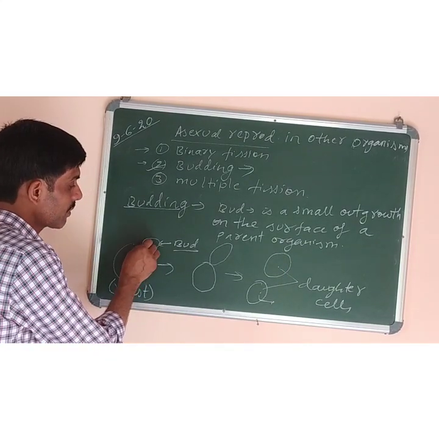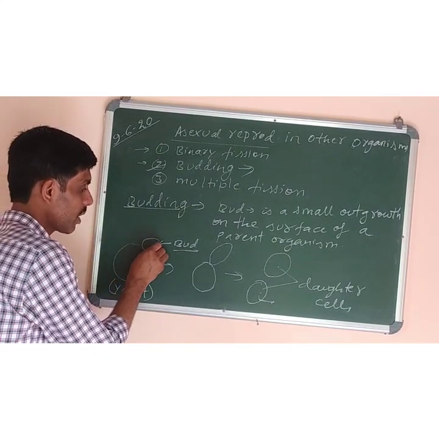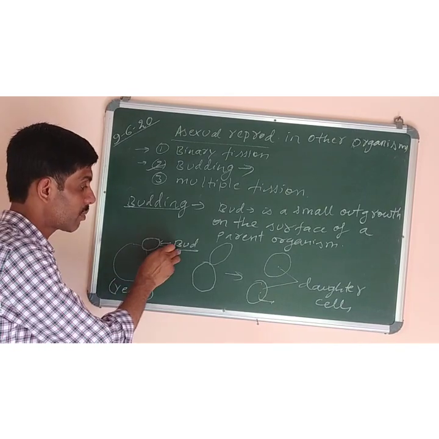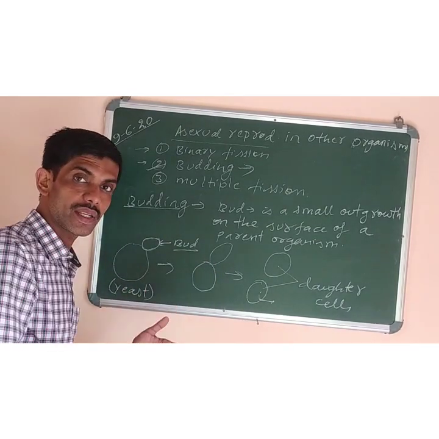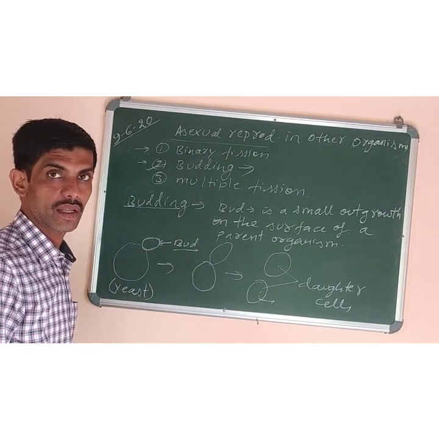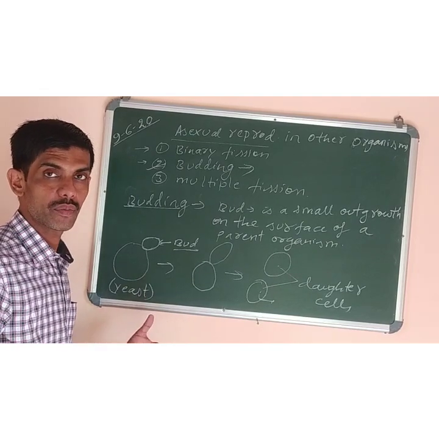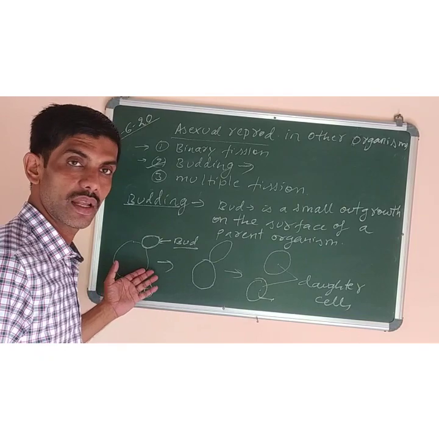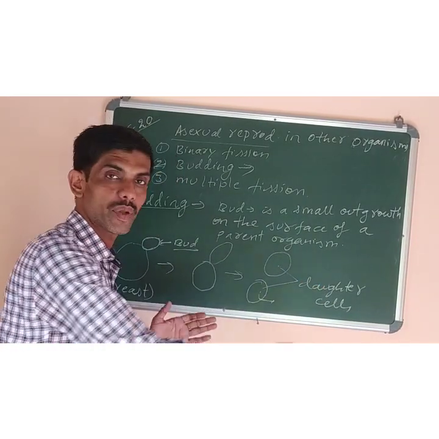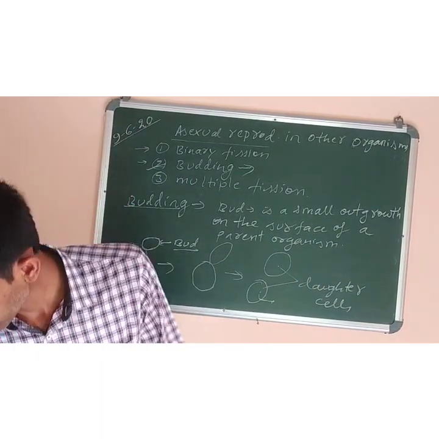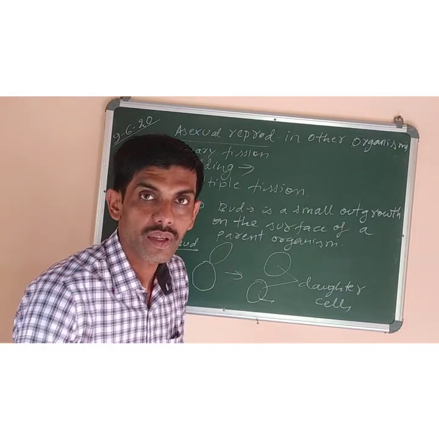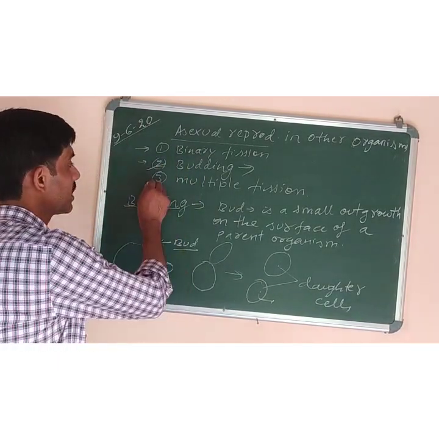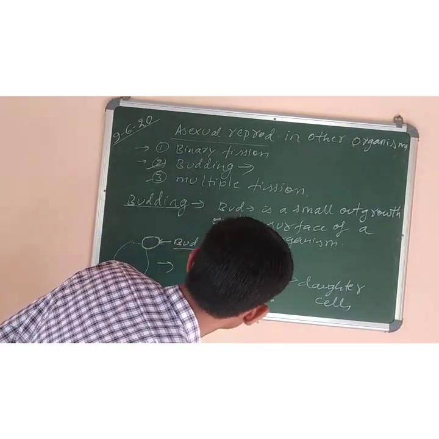So how did it appear? First of all, the beginning was in the form of a small outgrowth, that is called bud. The bud kept on increasing in size by the division of cells, and it obtained all the characters of a parent cell, and finally it got separated from the parent cell to lead an independent life. Okay? So now next we have to study the last one, multiple fission.